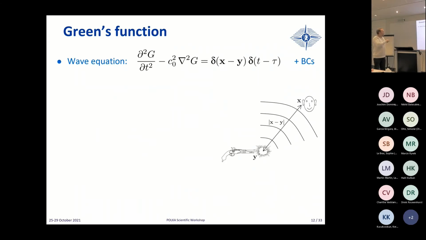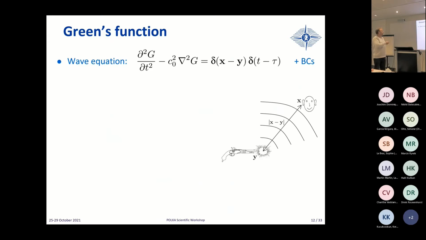A short word about notations here. In many aeroacoustic books, you will find that y, which is a vector, in boldface, so y1, y2, y3, is the coordinate of the source. And you will find that x is the coordinate of the listener. In the same way, t will be the time at which you listen to the sound, and tau is the time at which it was emitted. So we talk about emission time tau and listener time t.